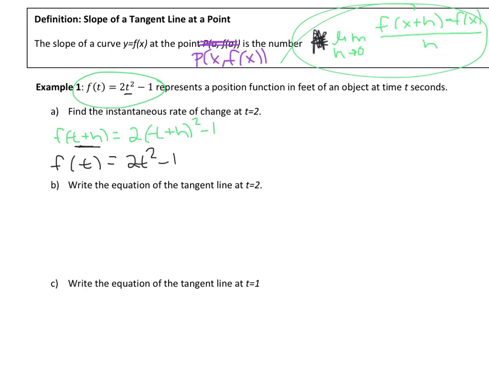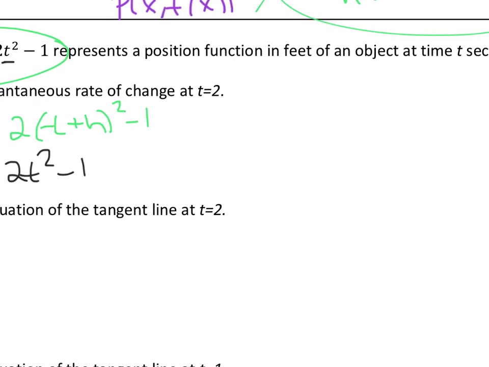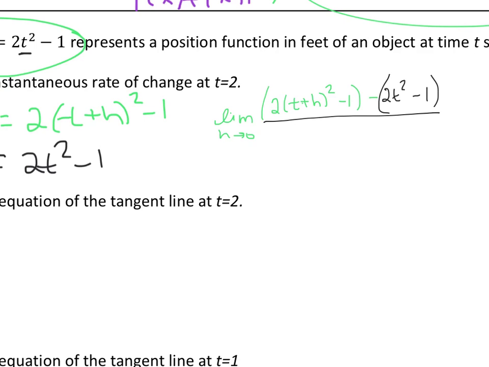So when I do that, I'm going to get, and I just realized I did not leave you enough space, so I apologize. I'm going to zoom in for me. I guess we have a lot of space over here. Okay, so when I plug it in, I'm going to get the limit as h is approaching 0 of 2 times t plus h squared minus 1 minus f of t, so that's minus 2t squared minus 1. Make sure you plug that in parentheses, all over h.